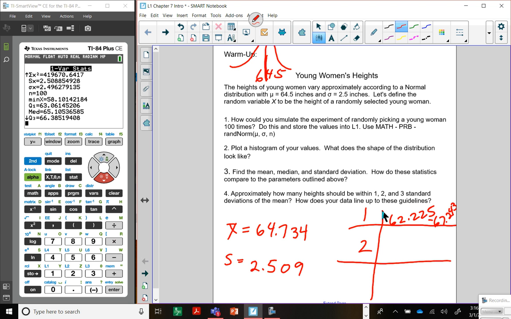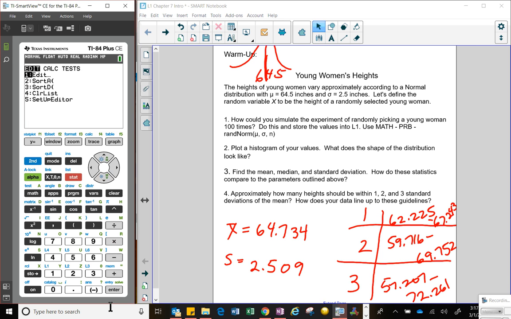Now, if I subtract another 2.509, I'm at 59.716 inches, and then if I take that 67.243 and add another 2.509, I get 69.752. Right now I'm just calculating the range of heights that I should have within 1, 2, and 3 standard deviations of the mean. So this goes up to 72.261, and if I do 59.716 minus 2.509, this is 57.207.